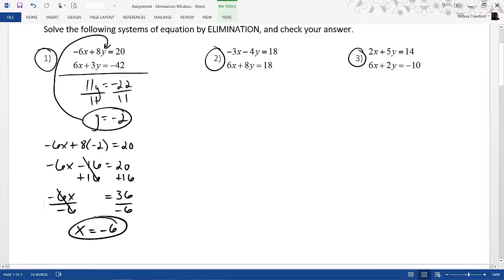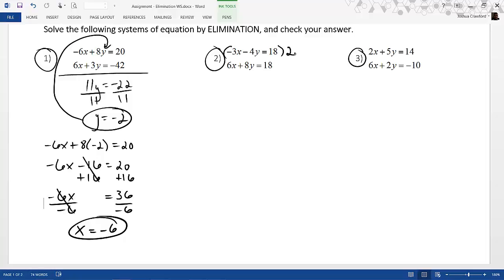Now number 2, I want to go ahead and cancel the x's. So canceling the x's, we have a -3 and a +6. One of our rules is good: we have a negative and a positive, but we don't have the same number. So let's look at our 3. What times 3 gives us 6? That's going to be 2. So let's multiply the top equation by 2 so that we can get our x's to be the same number so we can cancel them when we add down.